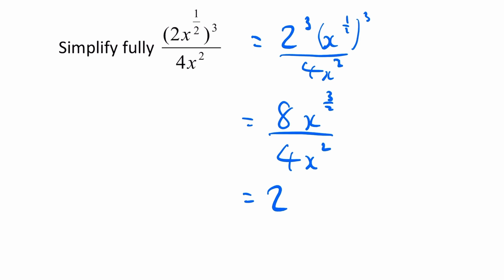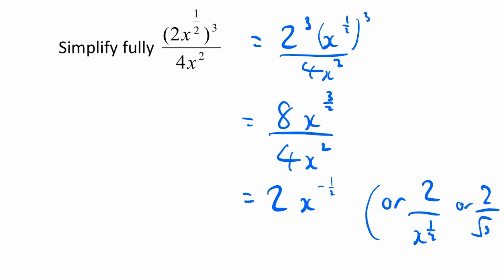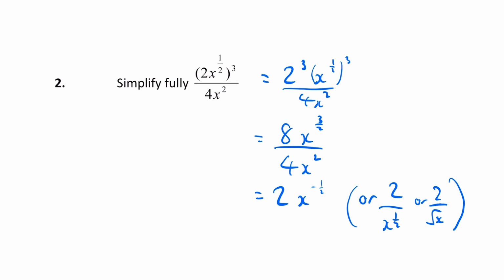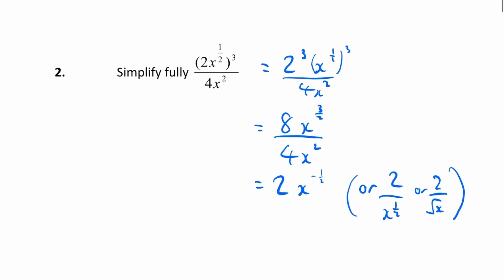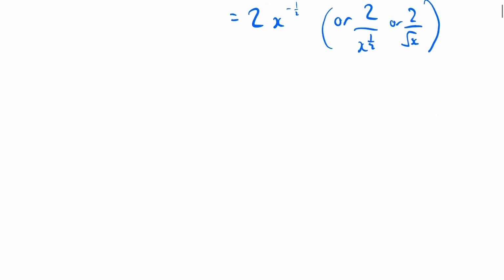8 divided by 4 gives us 2. x to the 3 over 2 divided by x squared would mean we subtract the powers, and 3 over 2, or 1.5, take away 2 is minus a half. So you could have that as your answer, or you could have 2 over x to the half, or 2 over root x. They are all the exact same thing. Always check though to see if it wants it in a particular form, because if it does, you have to go along with that form.